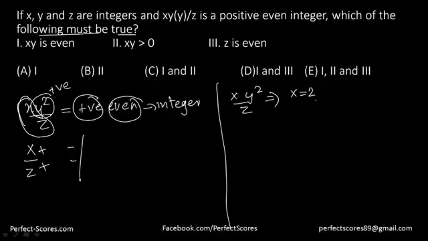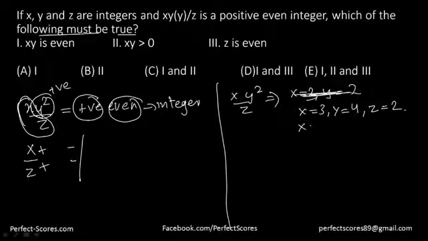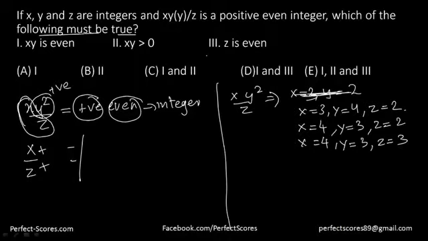So let's suppose x is equal to 3, y is equal to 4, and z is equal to 2. In this case, what will happen? X into y square upon z is a positive even integer, that will hold true. Now, can I make x even? Yes, I can do that. I can make x equal to 4, y equal to 3, and z equal to 2. That's fine. Or I can make x even, y odd, and z odd as well, right? That's again going to make this a positive even integer.